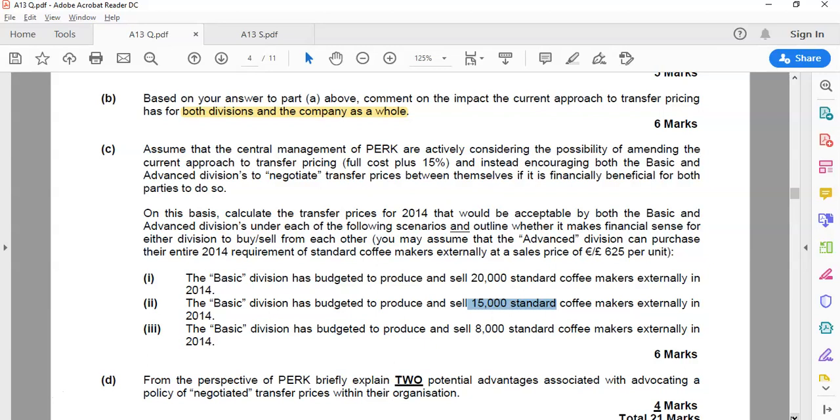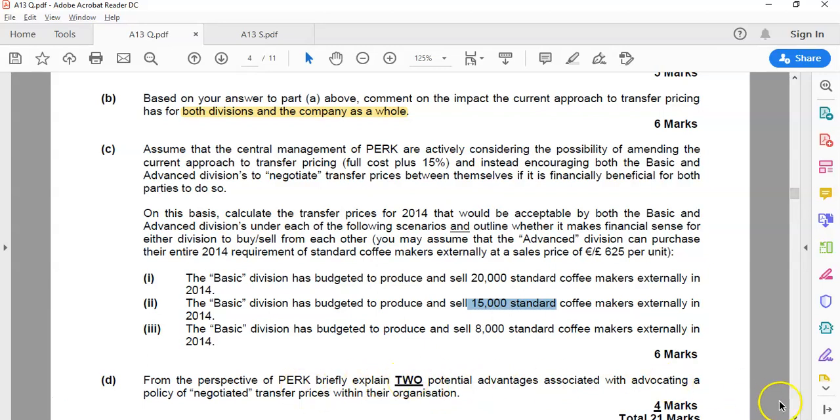Nearly a very similar question, and students did a lot better on it because they were used to that style of question. Right, 6 marks, about 12 minutes. That's all around negotiated transfer pricing. And the last one then for 4 marks, you could have done this at the very start to get marks on the board if you wanted to.